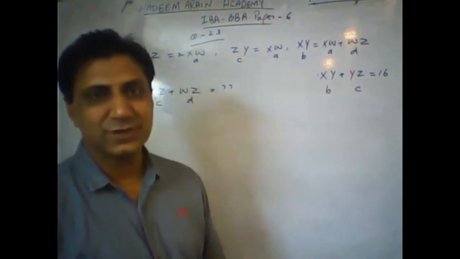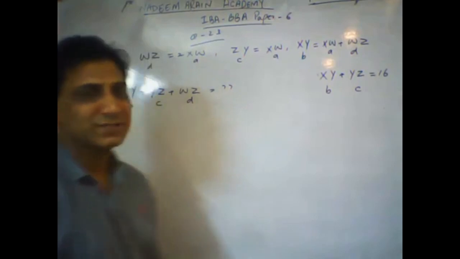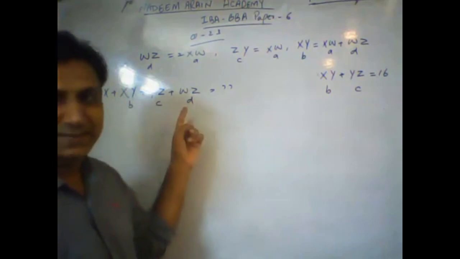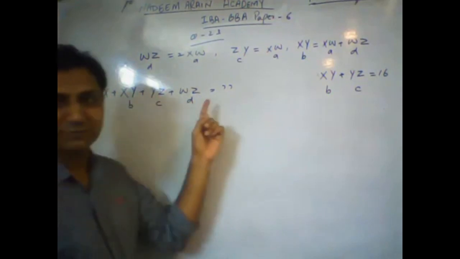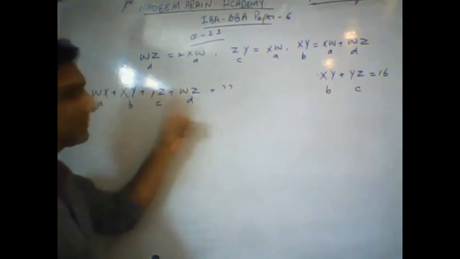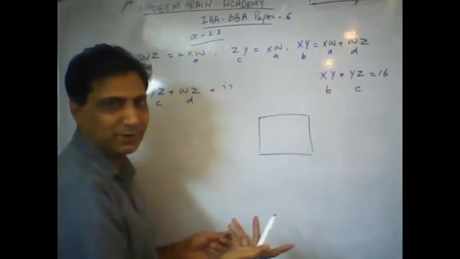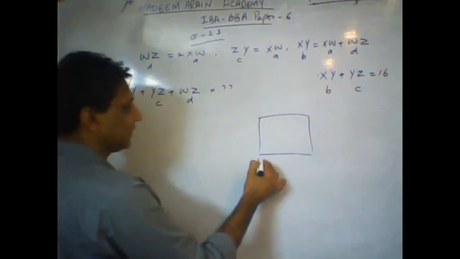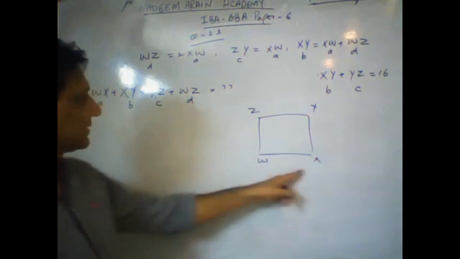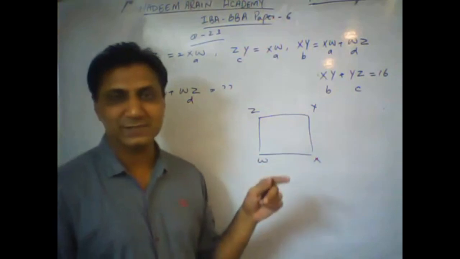Hello students, this is question number 23 from past paper 6 of IBA past papers. Okay, the question says this is a quadrilateral WXYZ, and you need to find the perimeter of the quadrilateral, that is WX plus XY plus YZ plus WZ. I don't know what type of quadrilateral this is, but roughly WXYZ. The sum of all sides is called the perimeter.